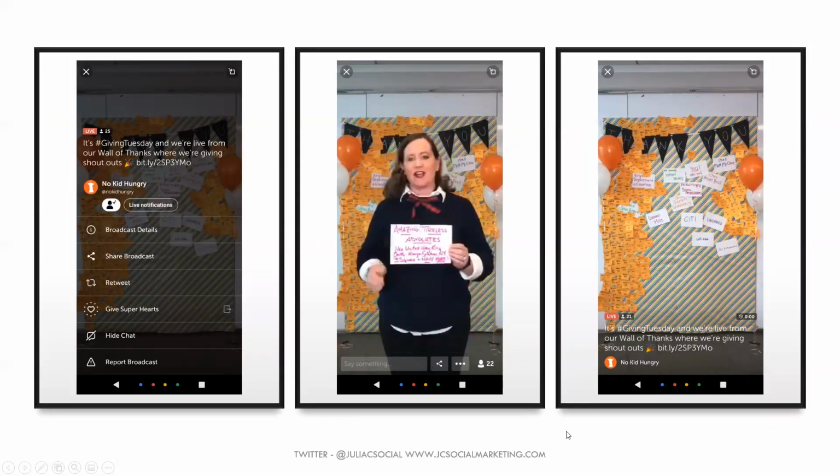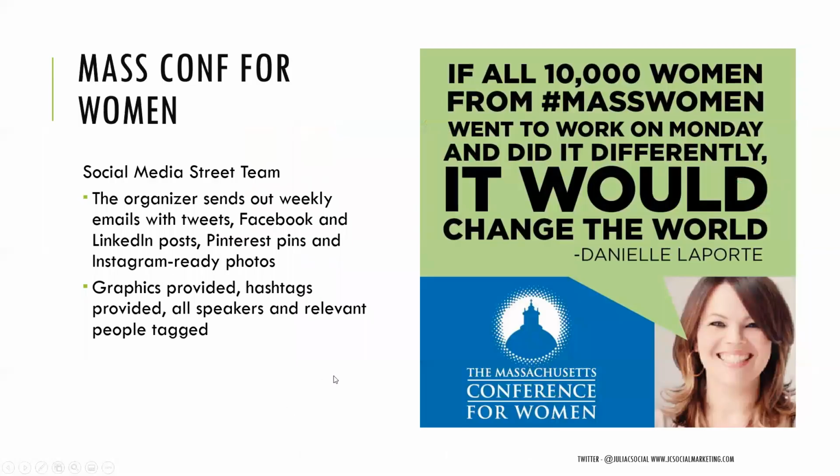I think that going live throughout the day, especially on a giving day, and when you're doing thank yous, working in your social media ambassadors into the thank yous. So No Kid Hungry went live for 24 hours on Giving Tuesday. They had a wall of thanks, and they thanked not only their donors, but their staff, their volunteers, their ambassadors, their advocates. And they did this live on Periscope, so it was broadcast on Twitter.